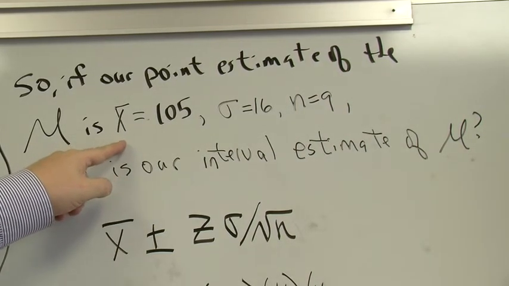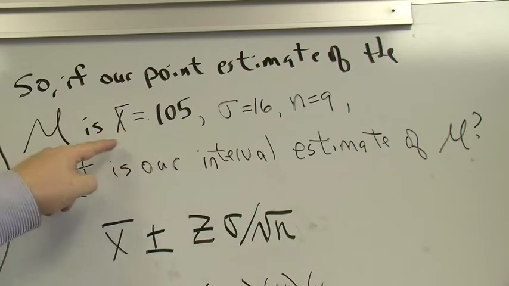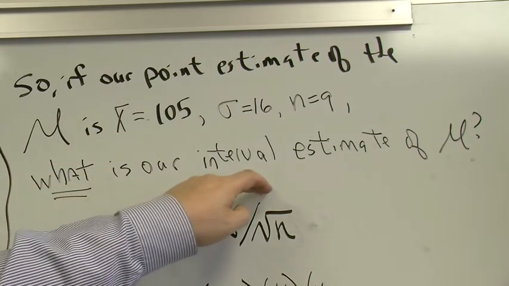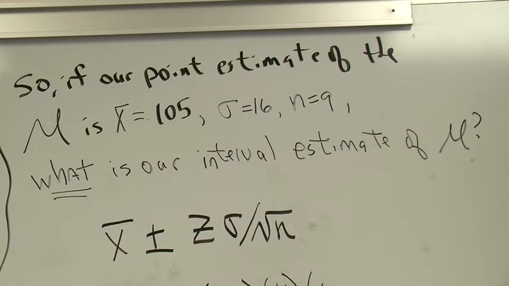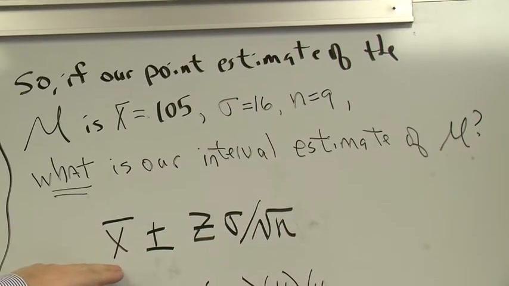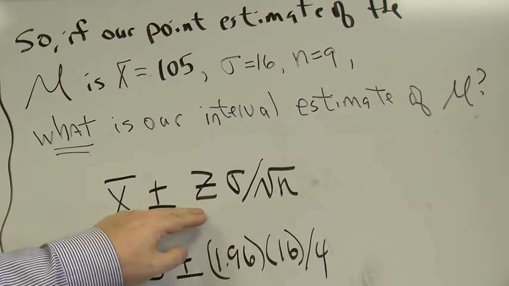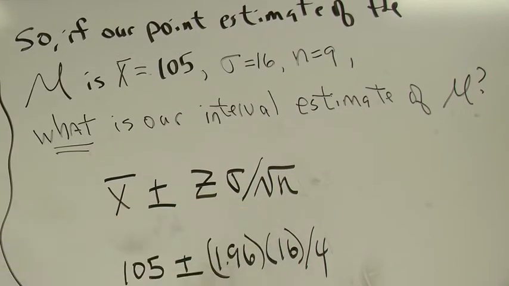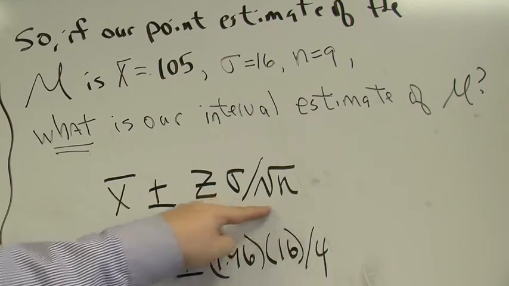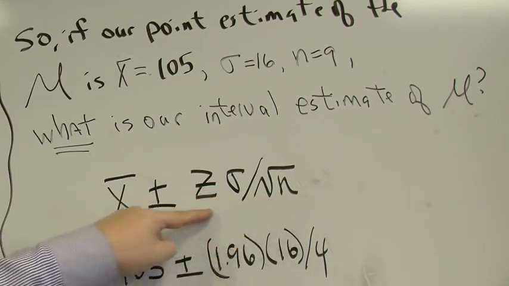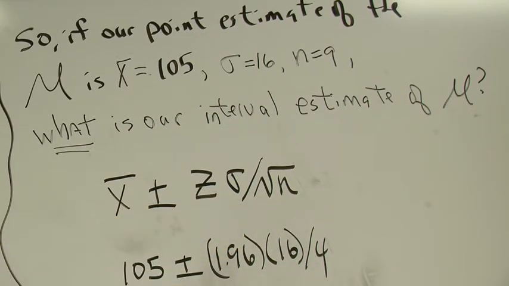Our sample mean was 105, so we know 105 is our point estimate, but now we compute the interval estimate. Just to reinforce, here's our formula. X bar is our point estimate. Z times sigma divided by the square root of n, this product and answer here would be our error term.